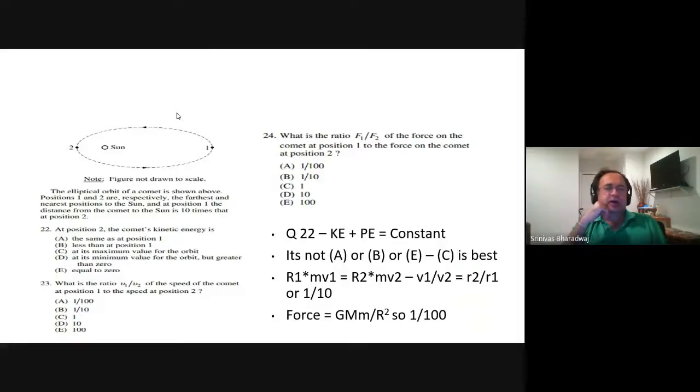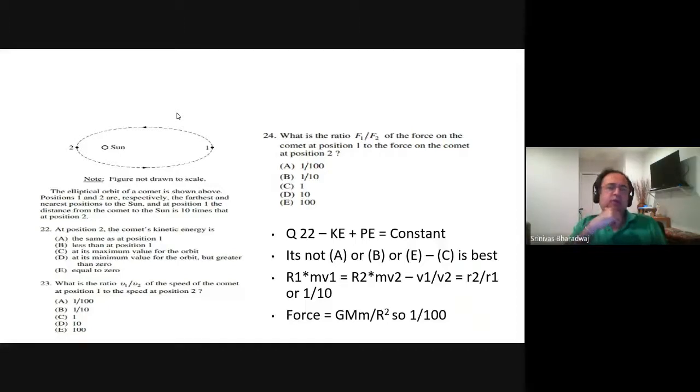So r cross mv is the angular momentum. Angular momentum is conserved, right? So the kinetic energy is going to be the greatest at its maximum value for the orbit, right? The comet's kinetic energy at 2 is going to be the maximum value of the orbit because it's the closest position, because it's the nearest position.